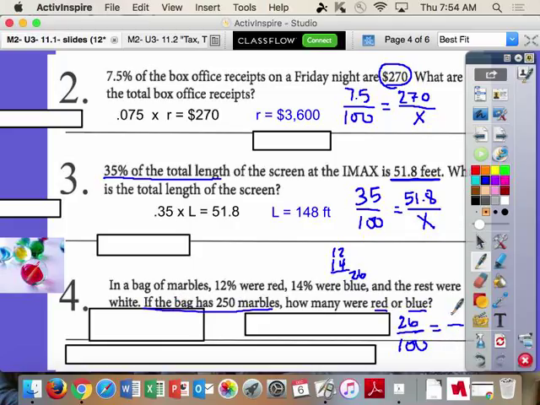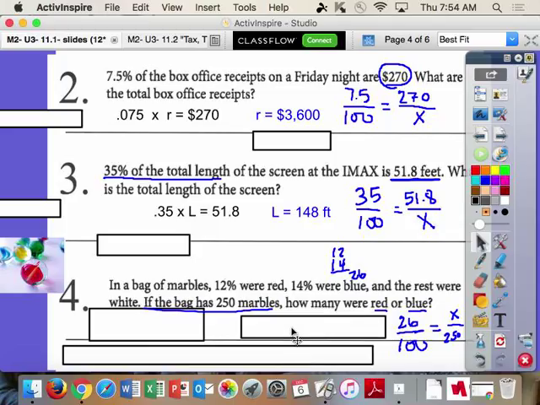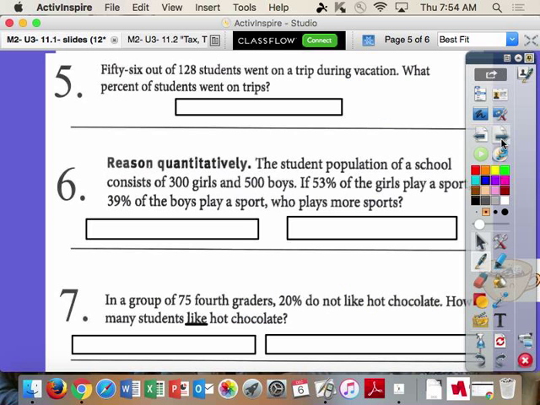So we have 26% out of the total 100% equals, is this 250 the total going to go in the bottom or the part going to go on top? It's the bottom. And then this is going to be x. So solve it. So you should get x equals 65. X equals 65. Okay? We are almost done.